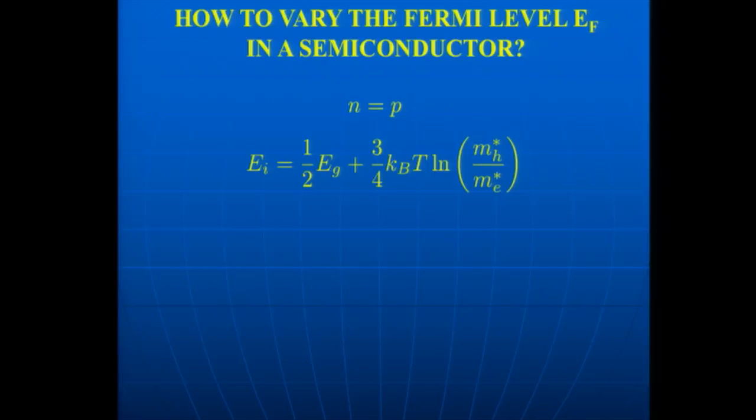In that case, you can calculate and show that there is something called an intrinsic Fermi level in the system, which essentially is mid-gap. It's exactly mid-gap if you're at zero temperature, or if the curvature of the conduction band minimum is parabolic or free-electron like, and the curvature of the valence band maximum is free-electron like.